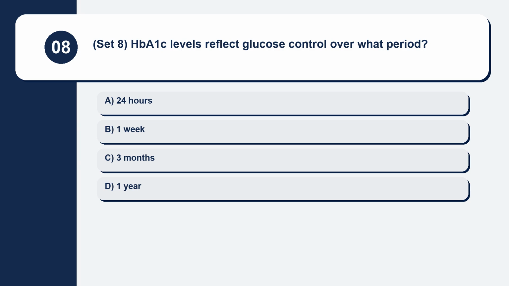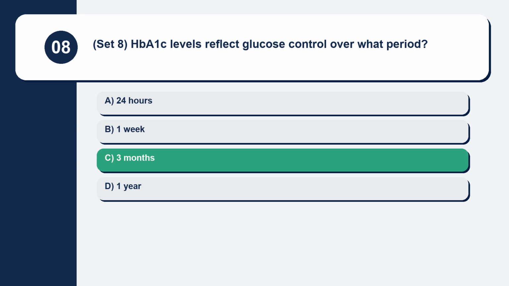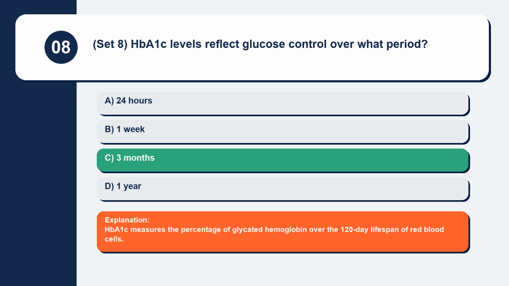Question 8. Set 8, HbA1c levels reflect glucose control over what period? 24 hours, 1 week, 3 months, 1 year. HbA1c measures the percentage of glycated hemoglobin over the 120-day lifespan of red blood cells.